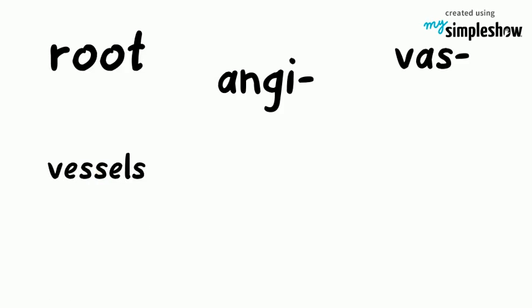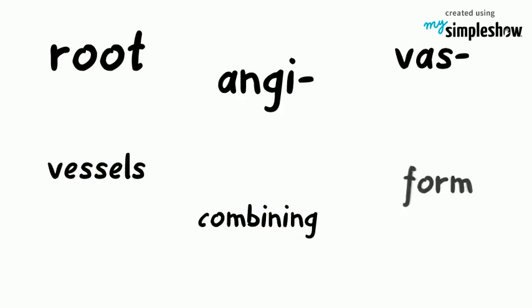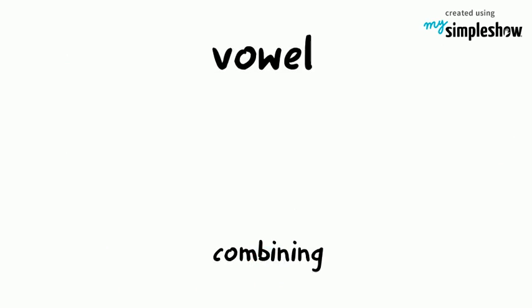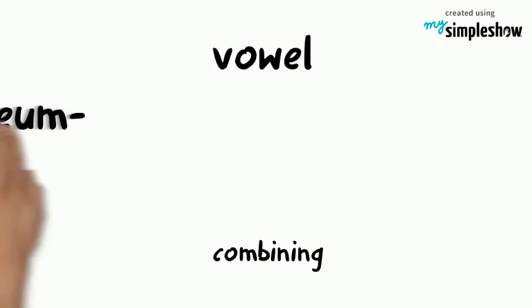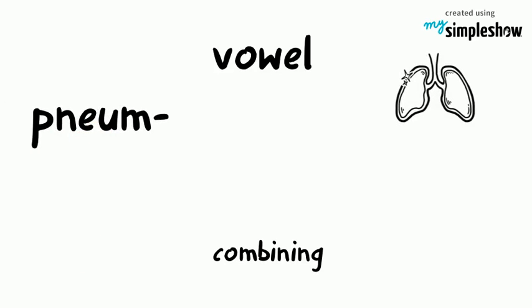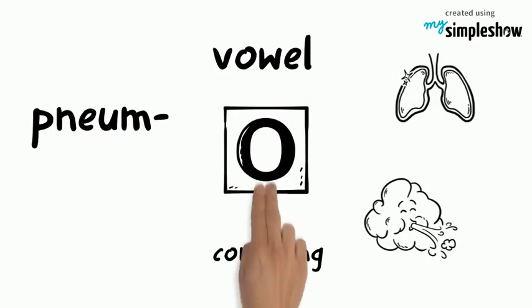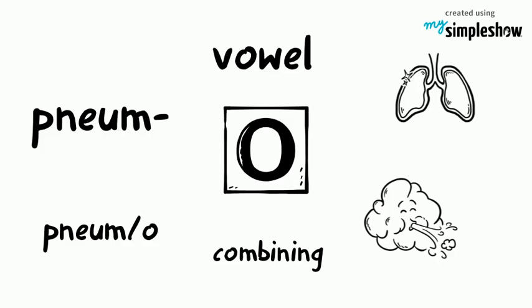A root plus a combining vowel creates a combining form. A combining vowel joins a root to another root or suffix and makes the term easier to pronounce. For example, the root pneum means lung or air, plus a combining vowel o, equals pneum/o, which is the combining form.